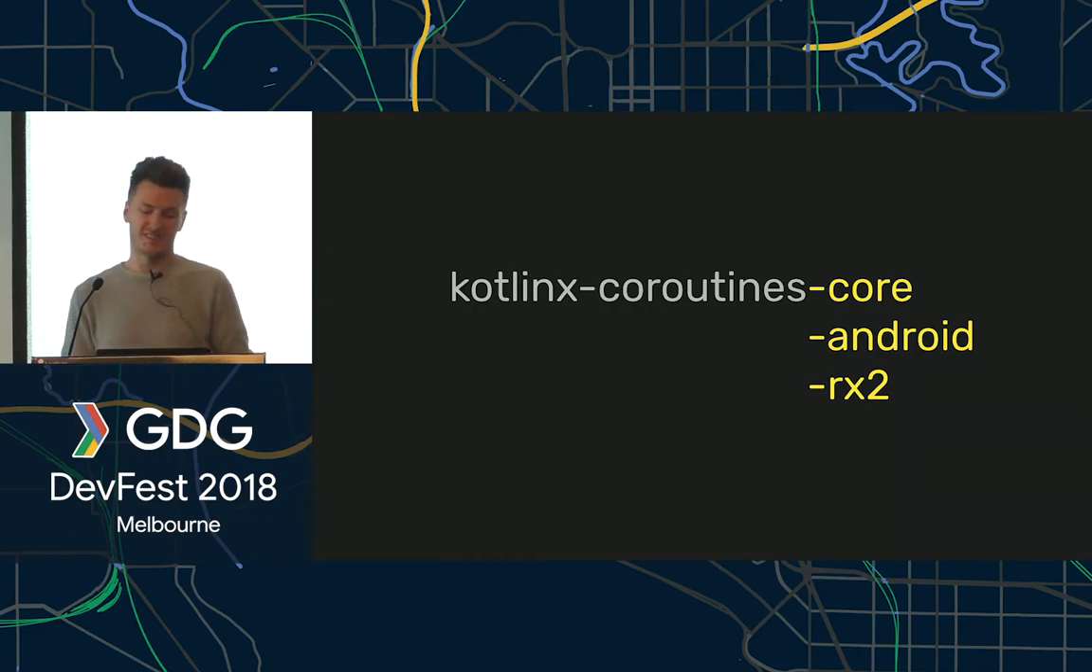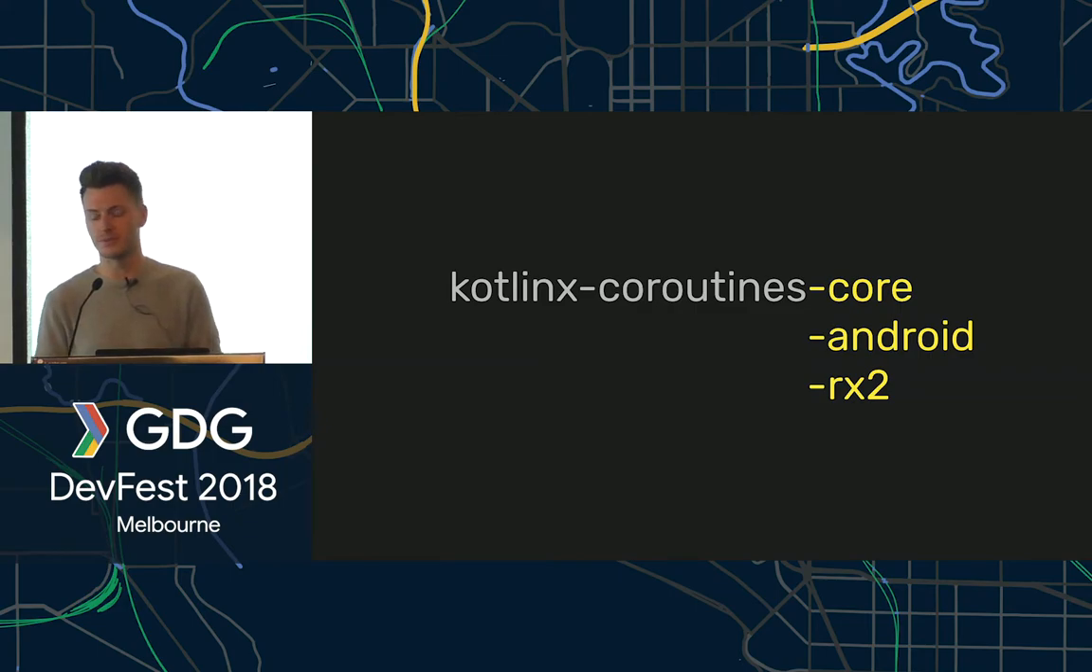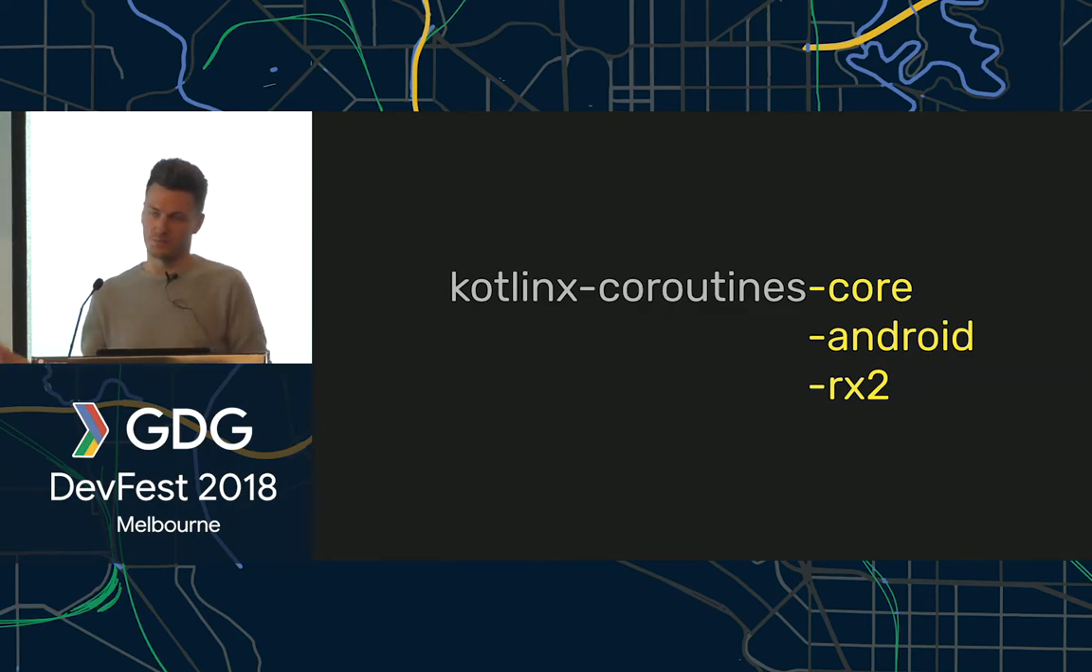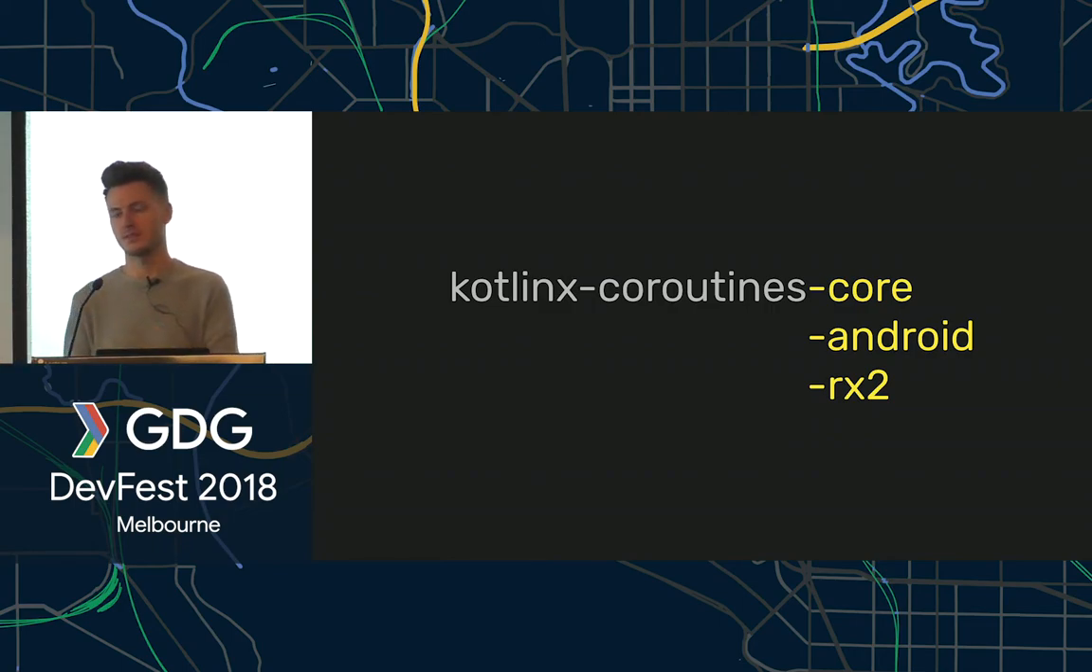And so in coroutines, there's 3 libraries that you're probably using. Core, which contains the majority of what you're going to be using. Android, which brings in support for the Android main thread. And then RxJava. RxJava is like an extension library, which allows you to interop between RxJava and coroutines. You don't have to use that if you're not using RxJava, but I do.